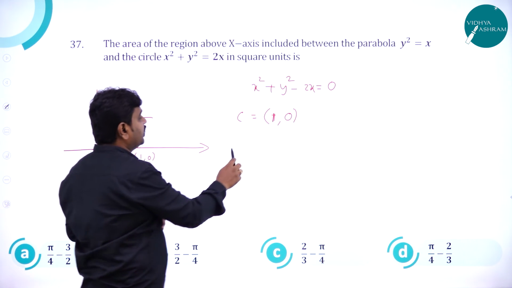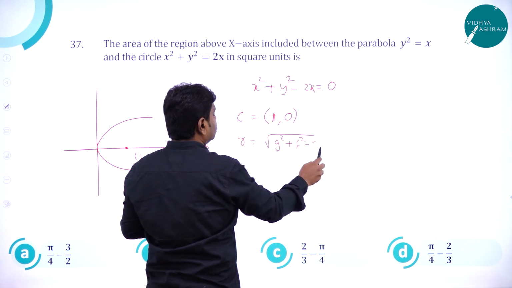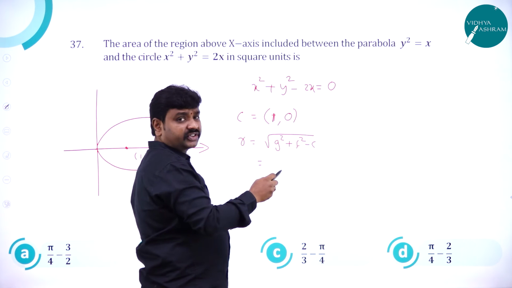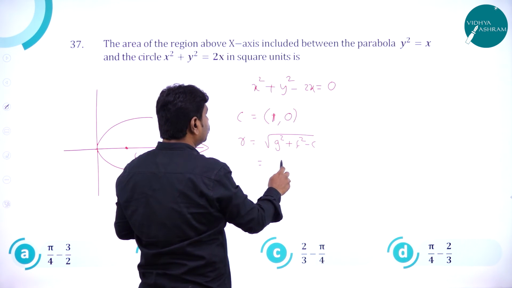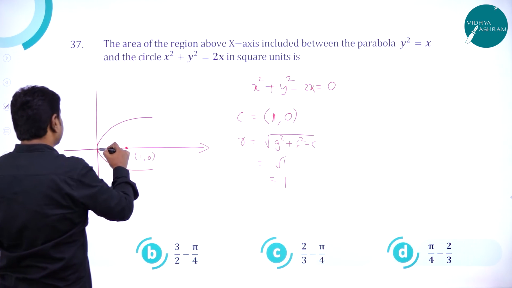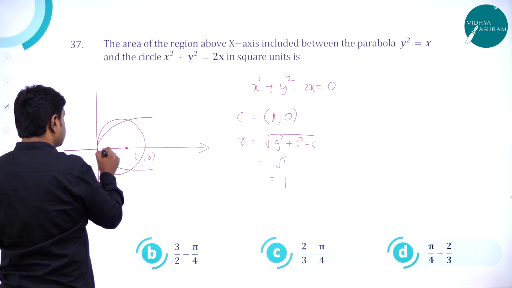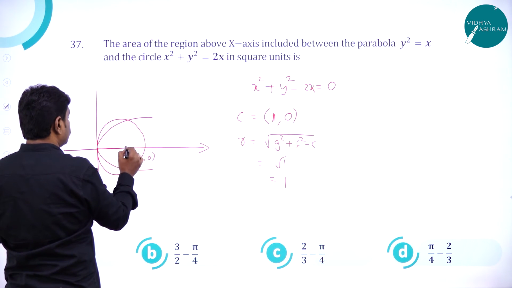And radius is what? Root of g square plus f square minus c. So g is half the coefficient of x, which is 1, 1 square is 1, f is 0, c is 0, root 1 comes. Radius is also 1. So now I can sketch the circle. Also the circle is like this. So its radius is 1.